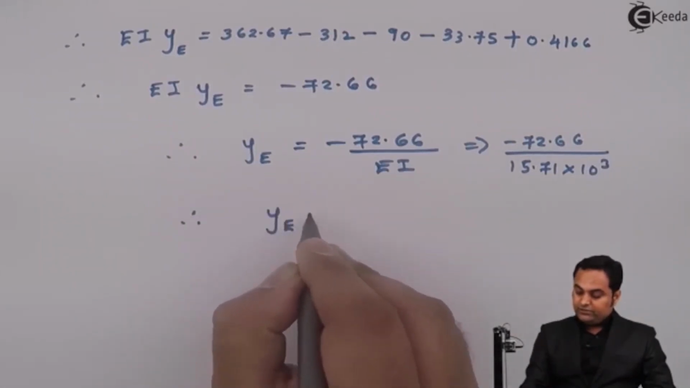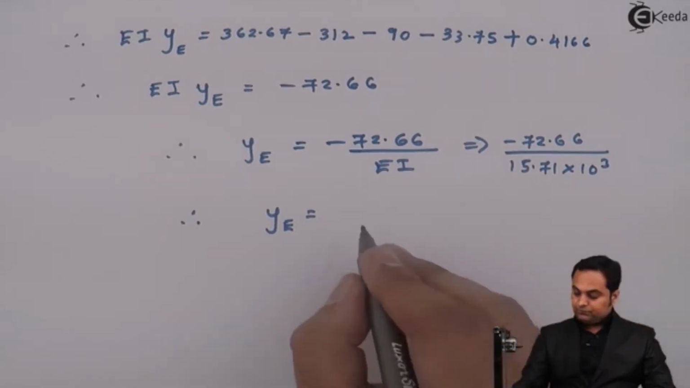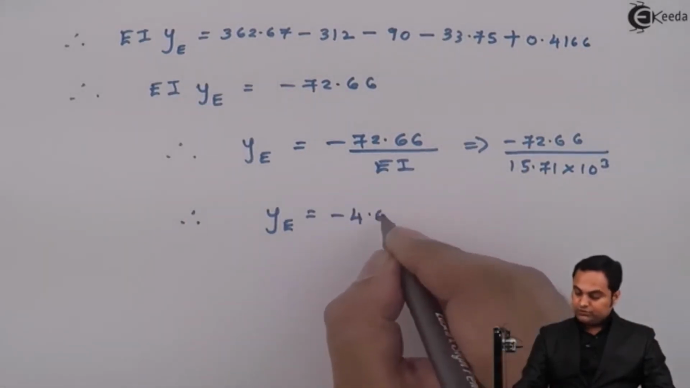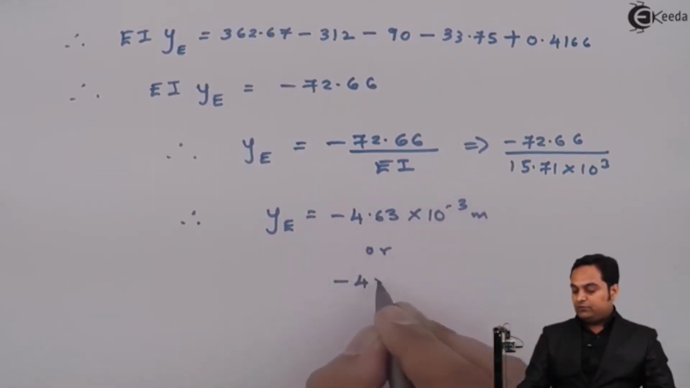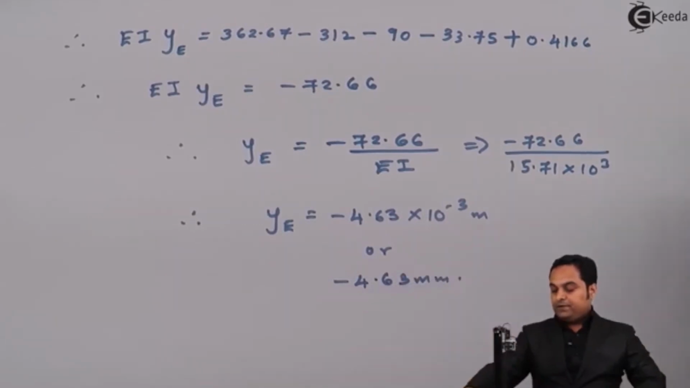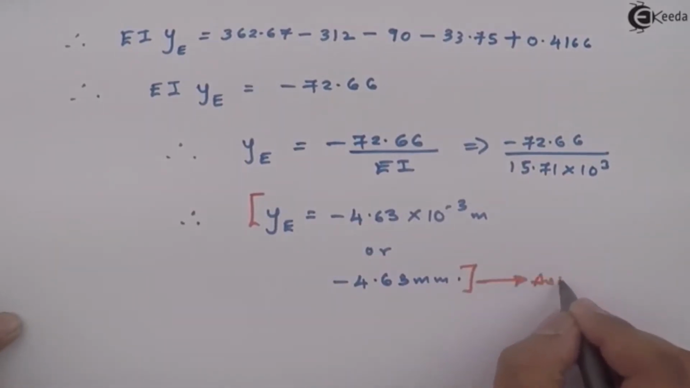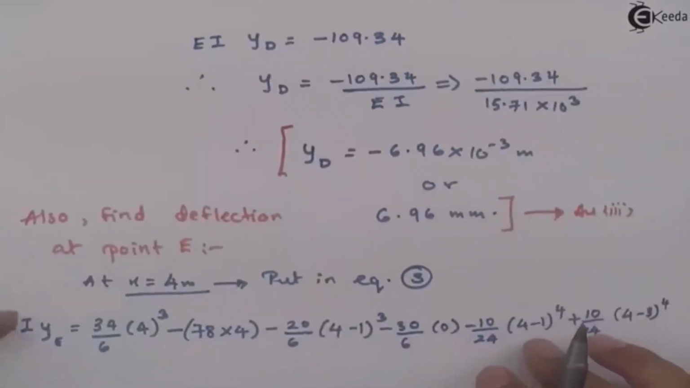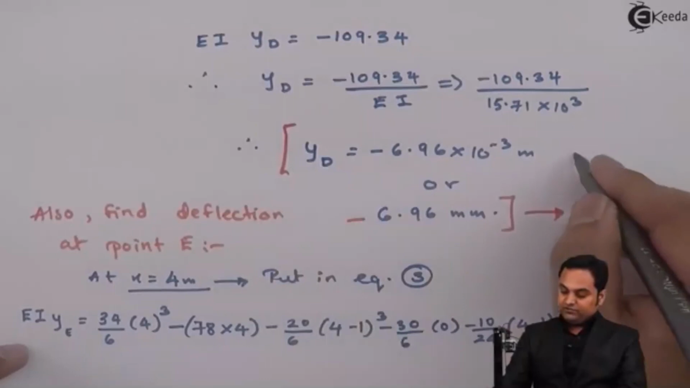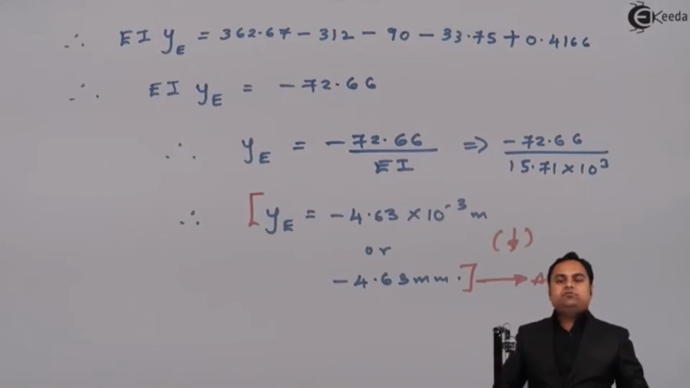So therefore the deflection at point E comes out to be minus 4.63 into 10 raised to minus 3 meter, or we can say minus 4.63 mm. And since I am getting this deflection sign as negative, it means the deflection is in downward direction. Previously also y suffix d was negative, it means it is in the downward direction. So once we have found out all the deflections, we can say that the problem has been completed.